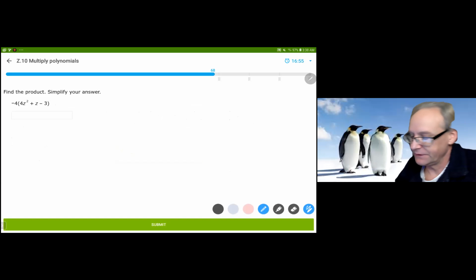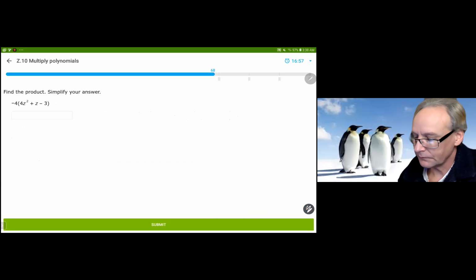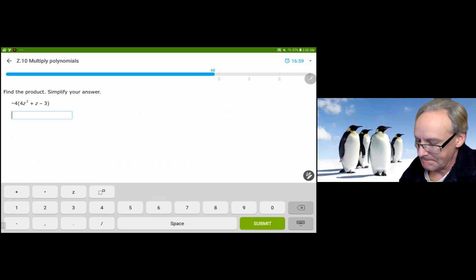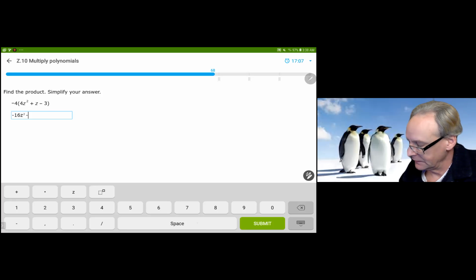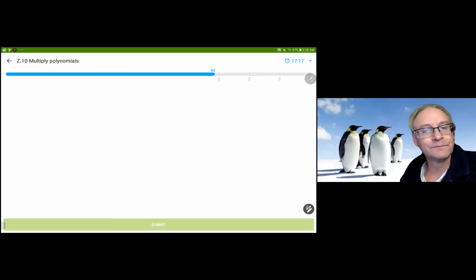And this one I'm just going to distribute. We have a minus 16z squared, of course. And we have a minus, all I got to do is push it slower, I guess, 4z it looks like. And we have a plus 12 at the end. There we go.